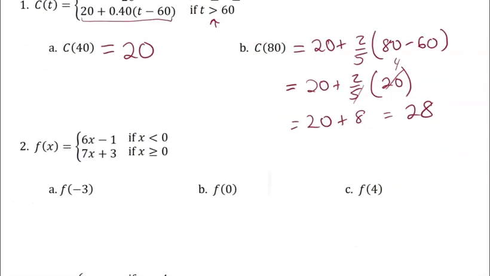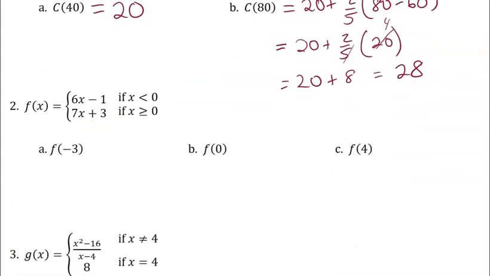Okay, for number 2, same kind of deal. If you want to pause and go ahead and try one, that's fine. So here we have our domain divided at 0. So for less than 0, we use 6x minus 1 for our function, and greater than or equal to 0, we use 7x plus 3.